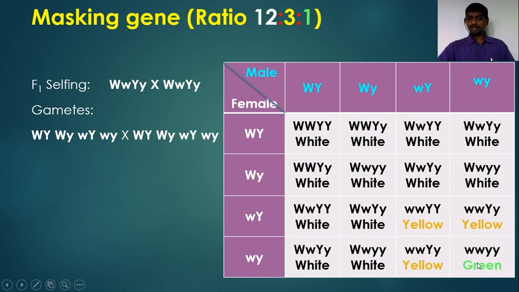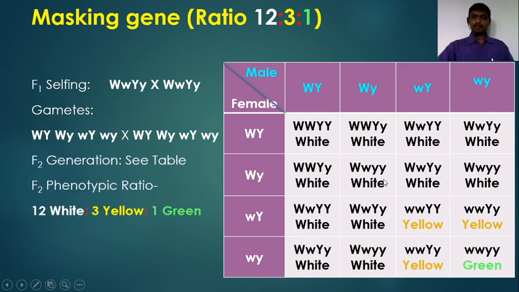But in the case of a green colored phenotype where all are recessive, means it possesses small w w y y, there is no masking effect or suppression of one gene by the other gene. So the phenotype is green color. So if you count the different phenotypic combinations by using the checkerboard, we get the F2 phenotypic ratio of 12 white, 3 yellow and 1 green.